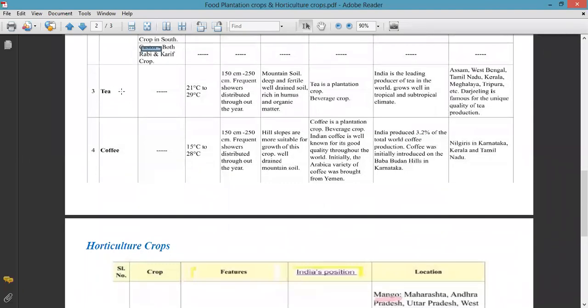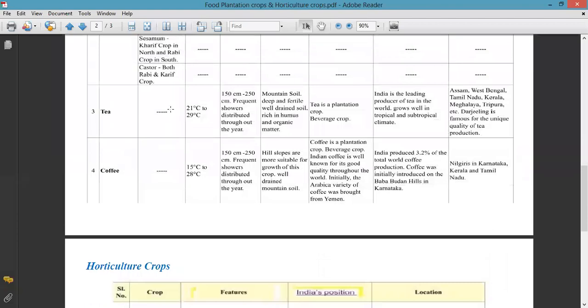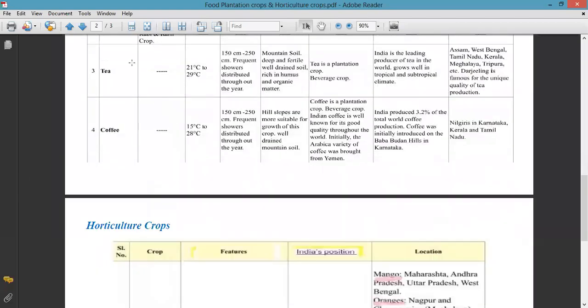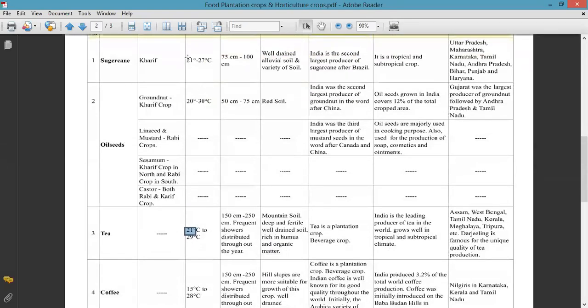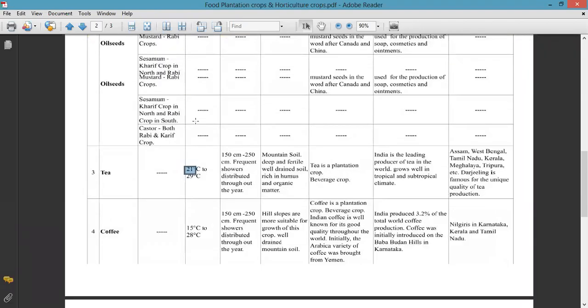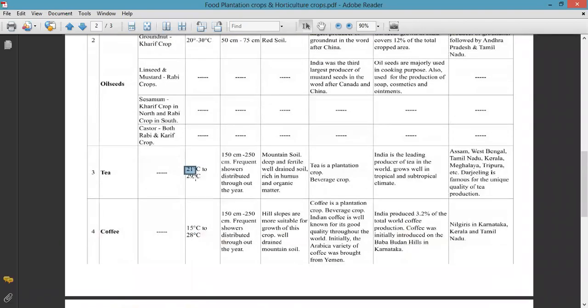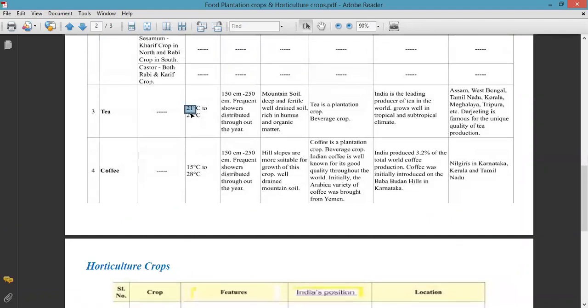Next, let's go to tea. From the exam point of view, tea is a very important crop. Regarding season, there is no season. Like sugar cane, it takes more months, almost a year, so it is not season dependent. Suitable temperature, keep it in mind, is 21 to 29 degrees Celsius. Numbers are very important. Most crops have temperatures between 20 to 30, so be careful: 20 to 27, 21 to 29, like that.